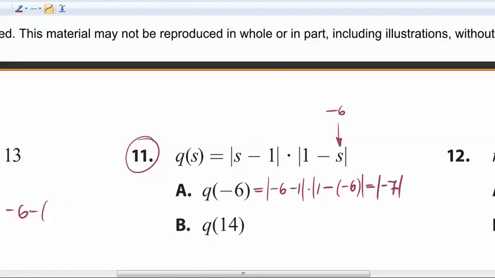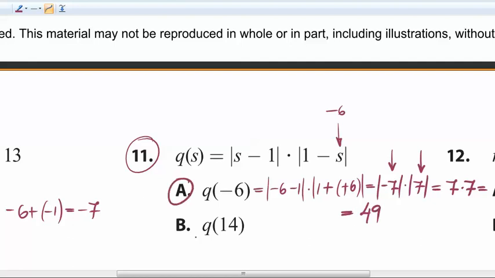Negative 6 minus 1 becomes negative 6 plus negative 1, which equals negative 7. In the other one, because I'm subtracting, I'm adding the opposite. I'm changing both signs, and that will become the absolute value of 7. And obviously, everything here will be positive, right? So it will be 7 times 7, and this gives you 49. Same approach with part B. Alright, moving on.